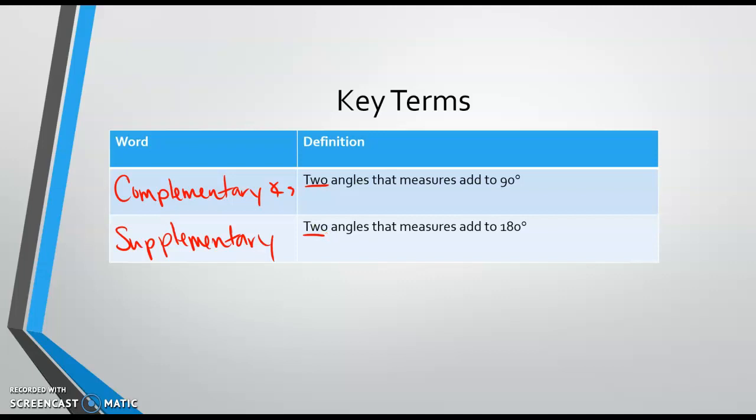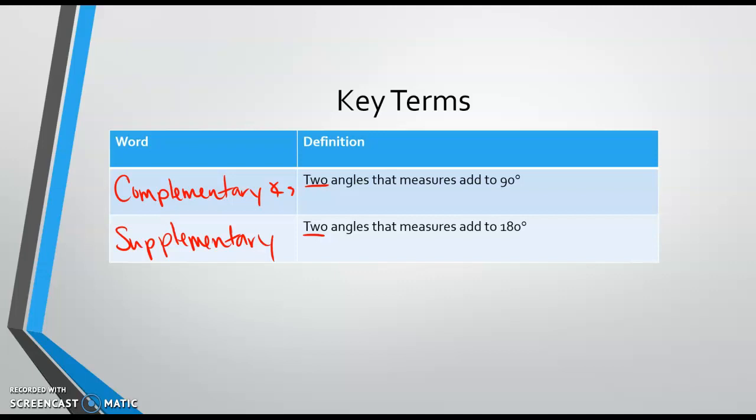Now, very important, this is only two angles, not four angles adding to 90 degrees or three angles adding to 90 degrees. We're calling them complementary angles when two angles add to 90, or supplementary when two angles add to 180. Now, these angles can be adjacent angles where they're attached, or they could be two separate angles that aren't attached to each other, as long as it's two angles that add to 90 or 180.